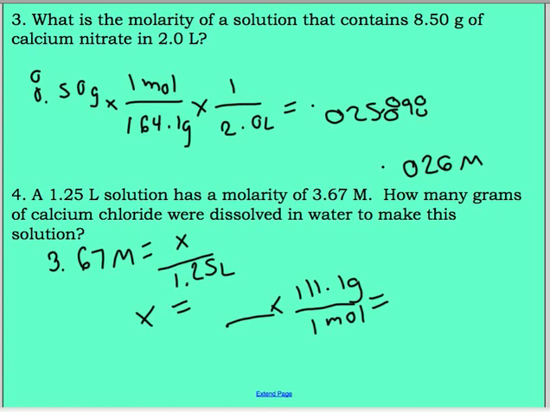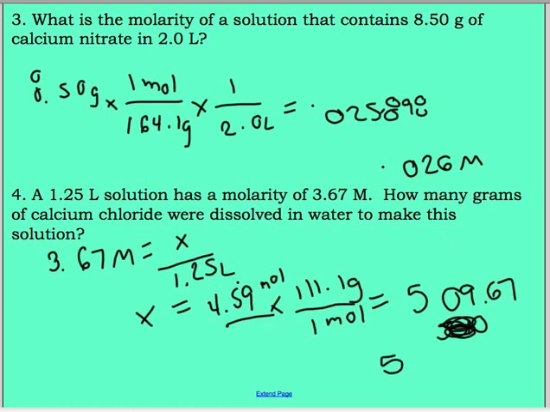So I don't even know if I can get it here, but what this X equals is 4.59, and that's moles. So we multiply that by 111, and you get around 509.67. And if you round it, 5.10, I'm sorry, I can't write, 510 grams of your solution. There's supposed to be a circle, sorry.